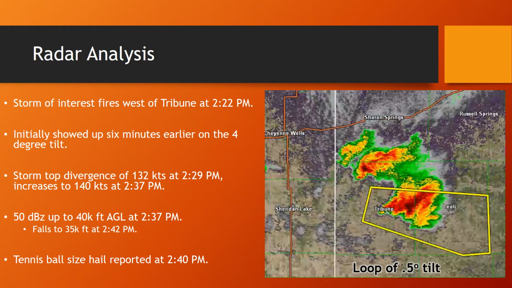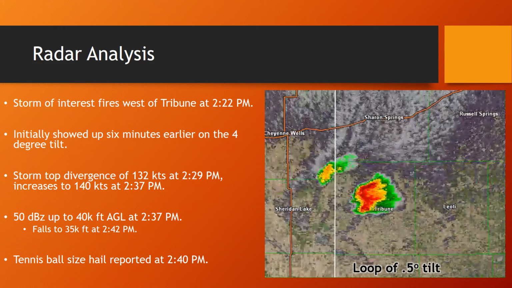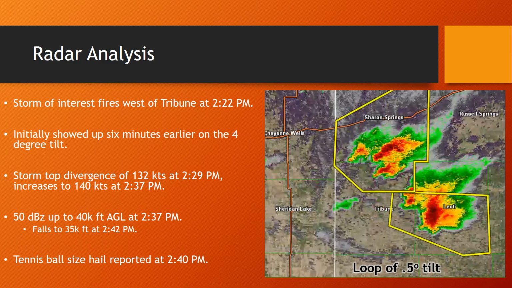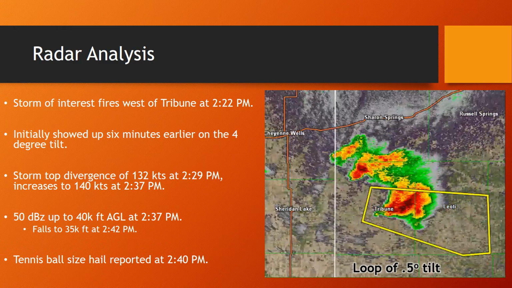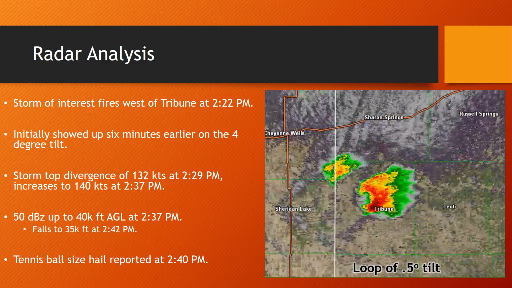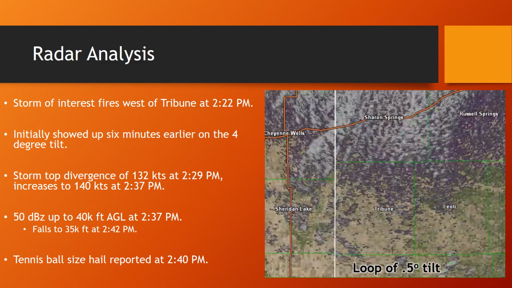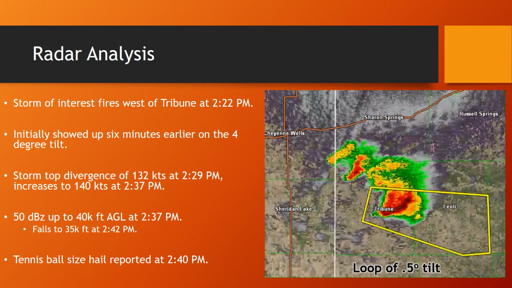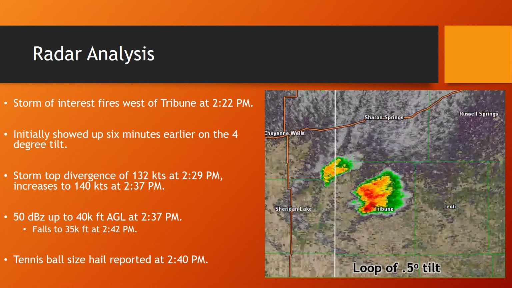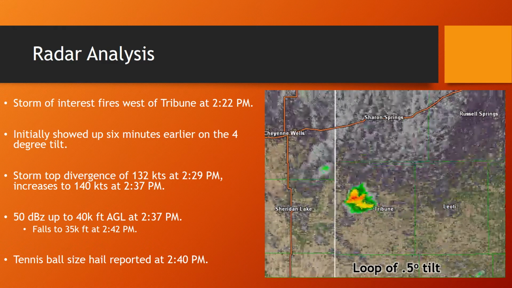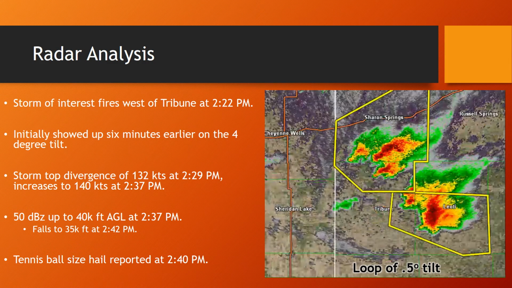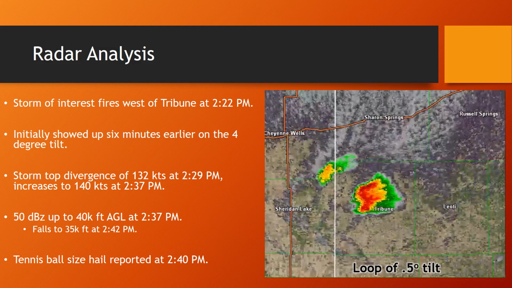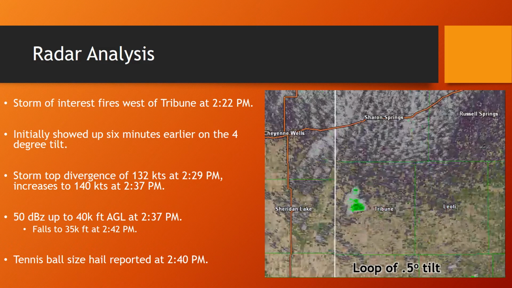However, it initially shows up on radar 6 minutes earlier at 2:16 p.m., and that was at the 4-degree tilt. By 2:29 p.m., we have a storm top divergence of 132 knots, which increases to 140 knots by 2:37 p.m. So within 21 minutes of first showing up on the radar, the storm was already having 140 knots of storm top divergence. So just one clue there of many that this is an incredibly rapidly intensifying storm.